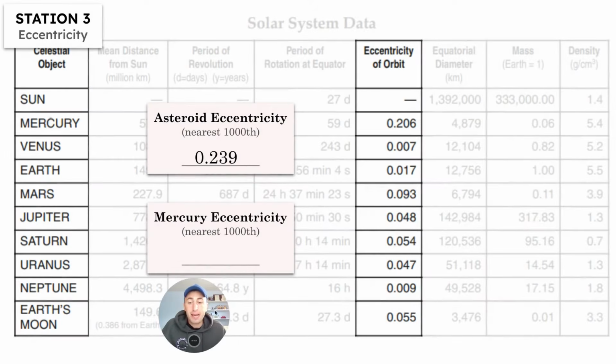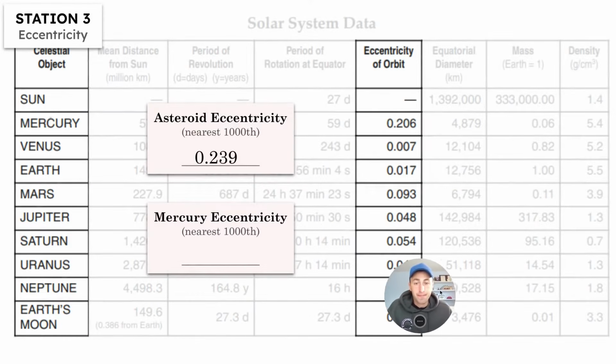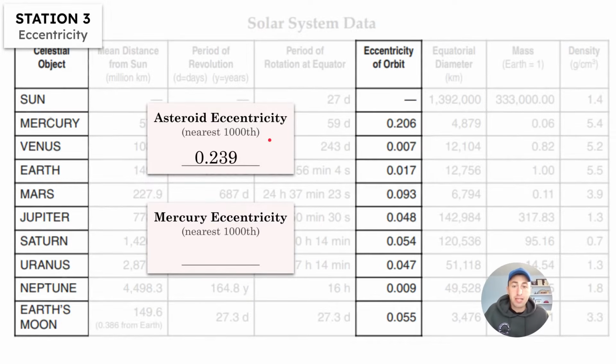Now, the last step for this station in this lab is that we have the asteroid's eccentricity, which is 0.239. In this station, you are then given another planet. There are 8 planets, so you're given another planet, and you have to identify that planet's eccentricity to the nearest thousandth. So on the reference table, they give you that. It's already rounded to the nearest thousandth, so you don't have to round it yourself, but you just have to list it. And again, they give you a planet, so it could be one of the 8.